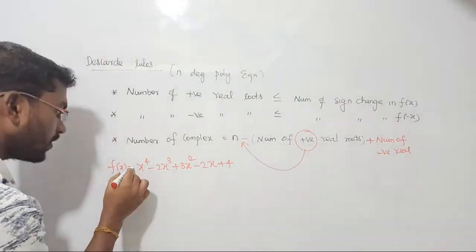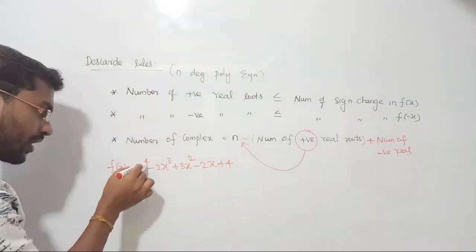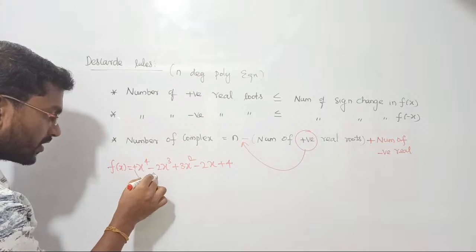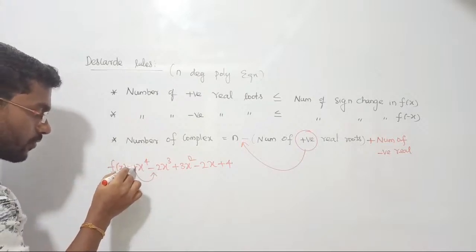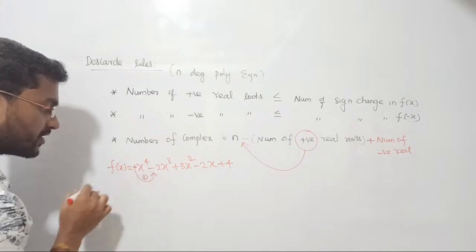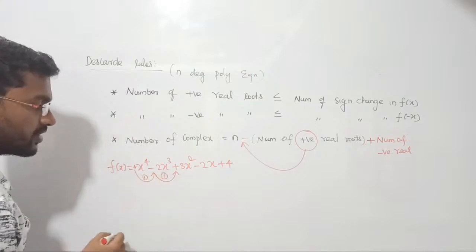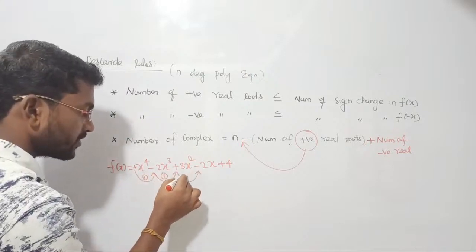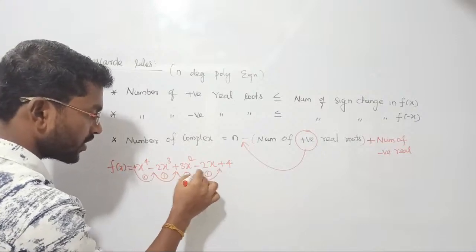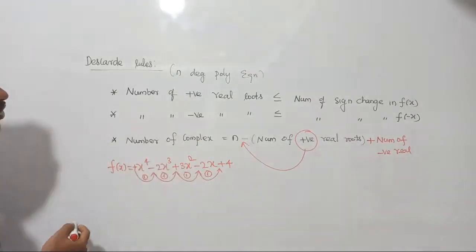How will you check? For sign changes, take the sign of the first polynomial term and check it with the second one. Is there any sign change? While going from first term to second term, I am getting plus here and minus here. Yes, sign change 1. Again while going from minus to plus, there will be one more sign change. Again while going from plus to minus, yes, one more sign change. Again while going from minus to plus, yes, one more sign change. Totally how many sign changes are there? 1 2 3 4. Totally we have 4 sign changes.